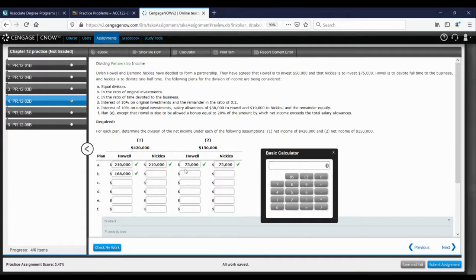So I would take my net income of 420,000, I would multiply this by 60%, and that will give me 252,000.